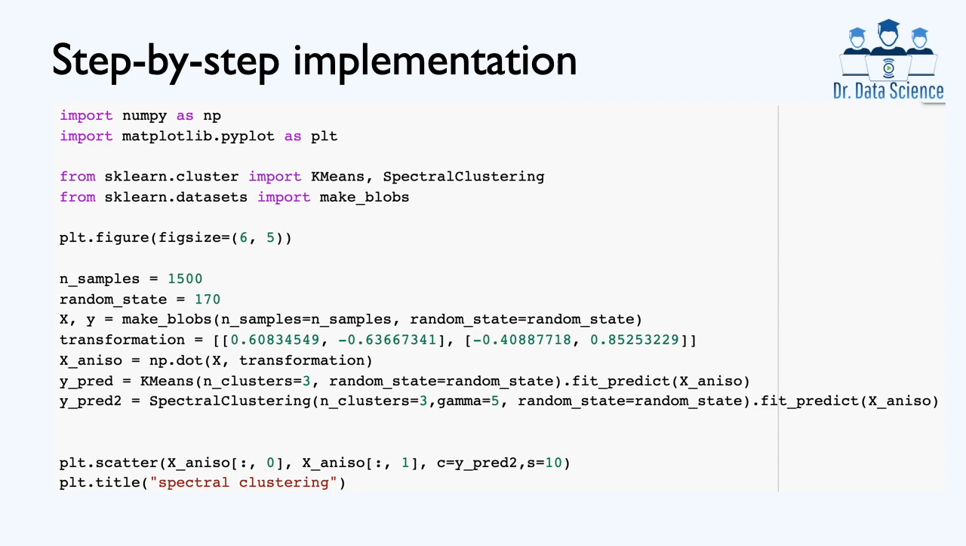So in order to have a step-by-step implementation, we import NumPy as np. We also, from scikit-learn.cluster, import KMeans and SpectralClustering. And we use make_blobs to make the data set that we have. We also use a transformation by multiplying it with the data matrix, because make_blobs creates an isotropic data set, meaning that each cluster is spherically distributed. What we are trying to do here is to make these anisotropic. That's why we are doing this transformation.